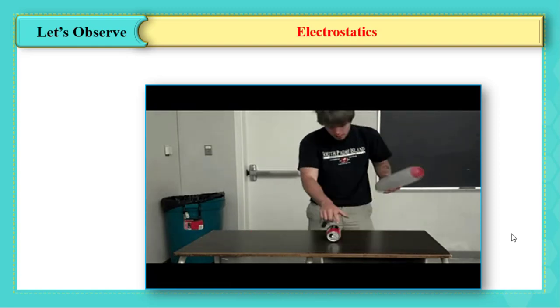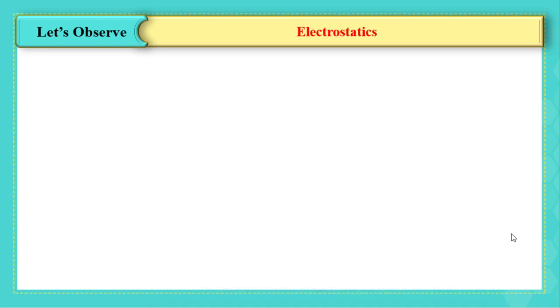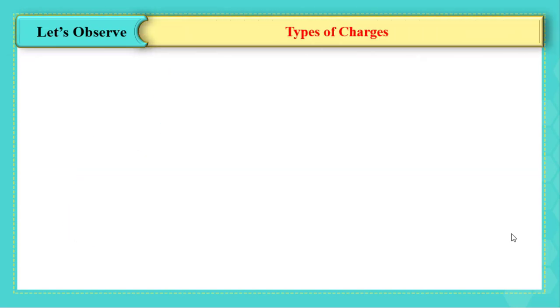But how can we interpret these events and how do they occur? The interpretation of these phenomena and many other events of daily life will be in the study of electrostatics in this chapter.